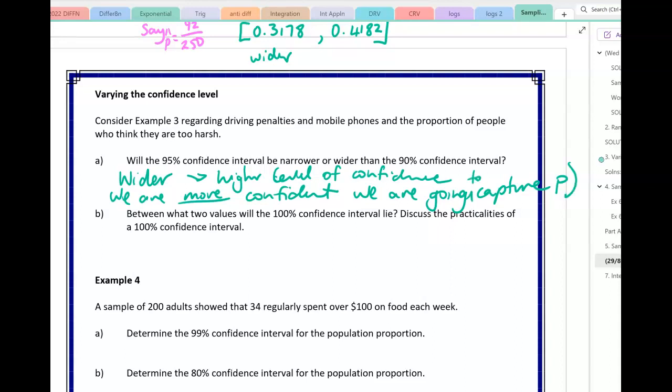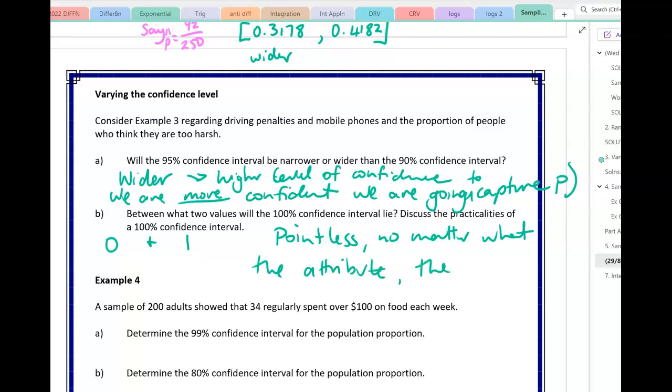That is quite true. Now, we already talked about the 100% confidence interval. So did we listen to that question as well? What 2 values will it lie between? Well, 0 and 1. Is that practical? Of course not. It's pointless. Obviously, it's got to be somewhere between 0 and 1. No matter what the attribute, the proportion will always be between 0 and 1. So it's actually a pointless exercise. Apologies for my poor writing.